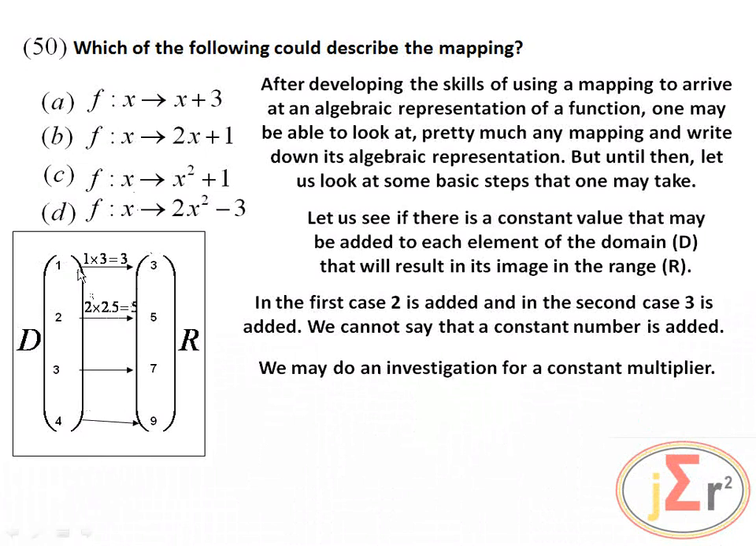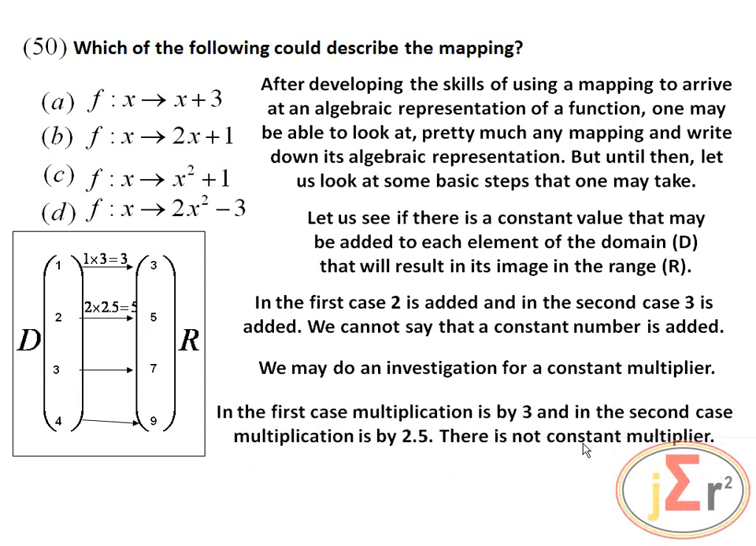What do we know? We have the 1 here. 1 multiplied by 3 is equal to 3. But to get 5, we need to multiply 2 by 2.5. So 1 multiplied by 3 is 3. 2 multiplied by 2.5 is 5. So we do not see immediately a constant multiplier. So we may do an investigation of the constant multiplier, but it turns up null and void.